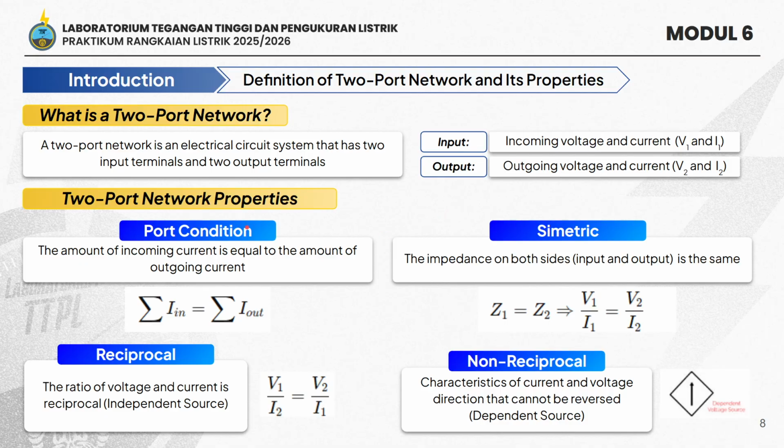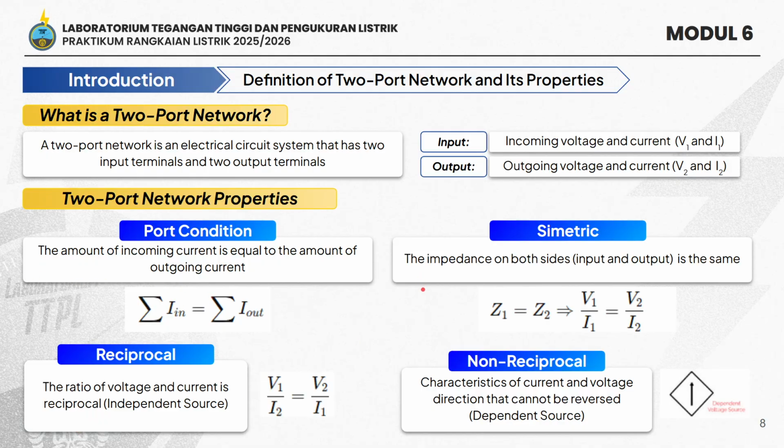A two-port network has its own properties. The first one is port condition. The port condition has to satisfy the first law of Kirchhoff, which is the Kirchhoff current law. So the amount of incoming current must be equal to the amount of outgoing current.